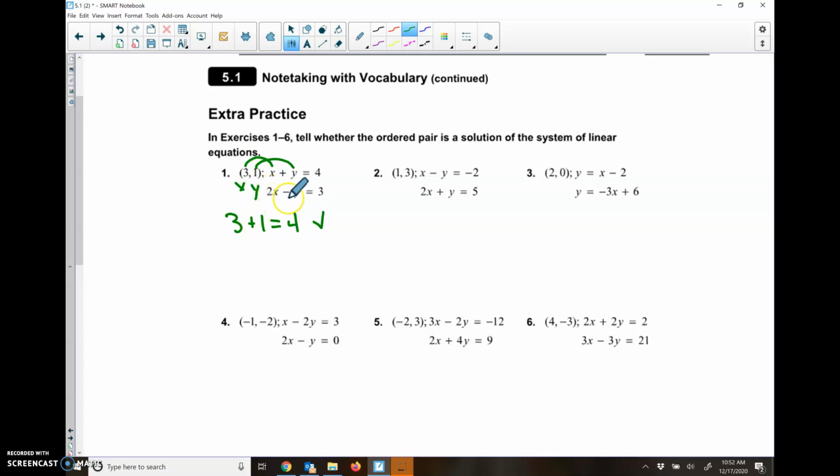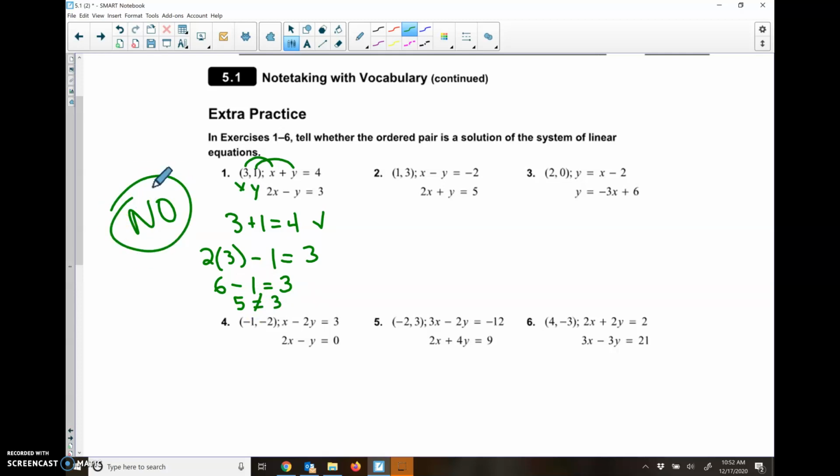Now if I plug in my x and y for the second problem, I get 2 times 3 minus y, so minus 1, and the book thinks that equals 3. Well, 2 times 3 is 6. 6 minus 1 is 5. That does not equal 3. So I'm going to say no, this is not true. 3 and 1 are not the answer for that problem.